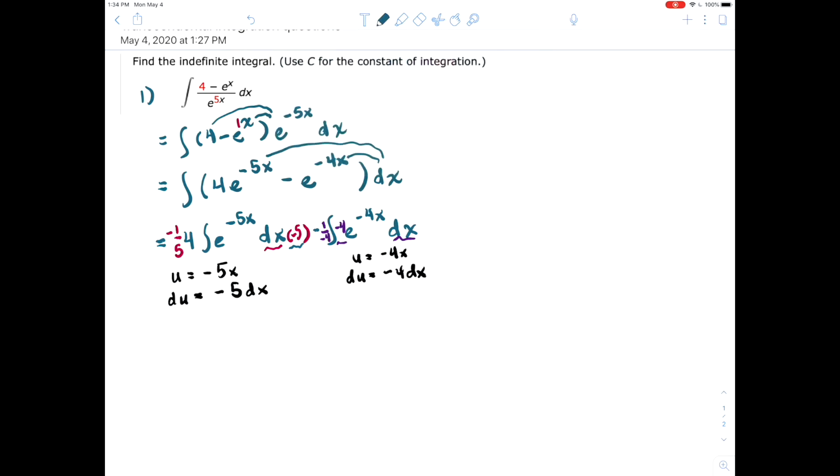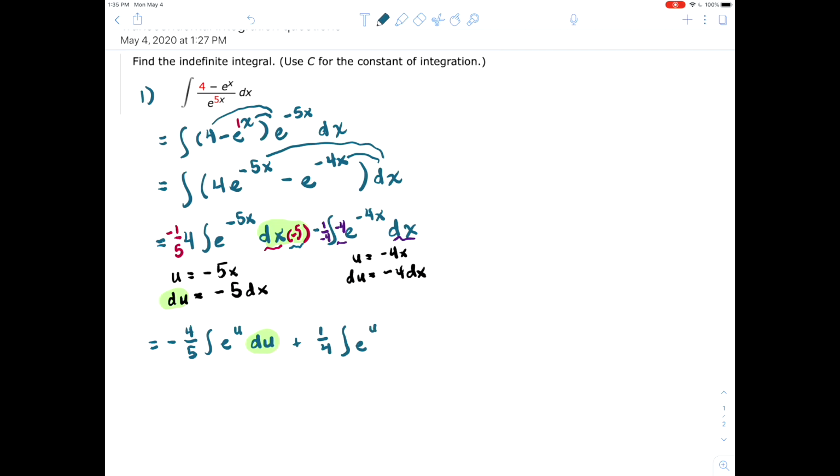So moving right along, we will have negative 4/5, because we have the 4 there, times the integral of e to the u du. And remember, I'll highlight it right now. This here, negative 5 times dx, was our du. So that's where I got that one. And then minus a minus is plus, so we'll get plus 1/4 times the integral of e to the u.